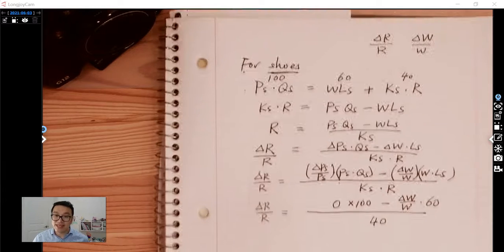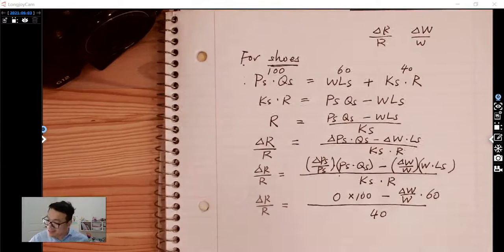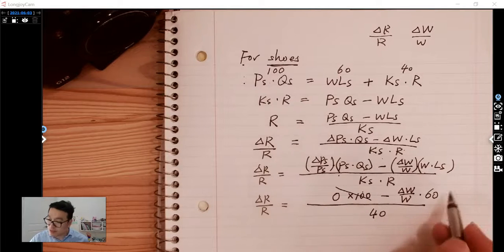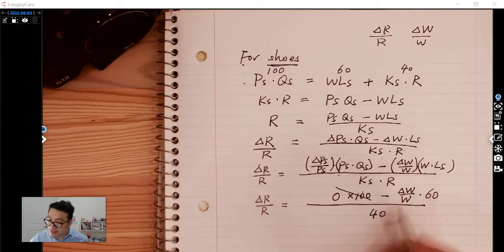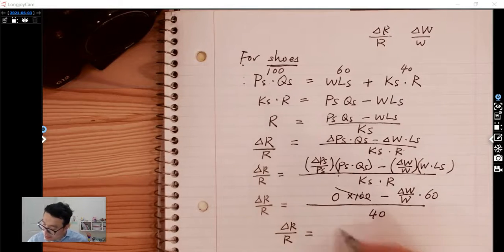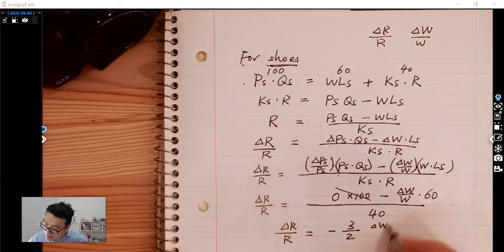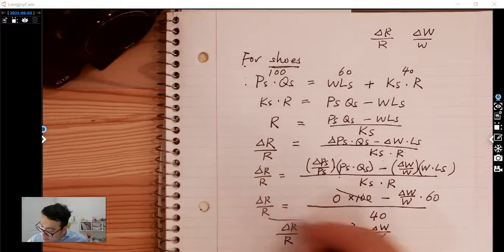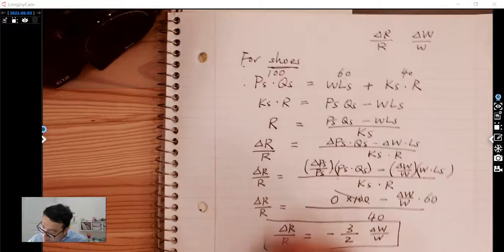Wow, we are really getting there. So in this case, the first part, nothing there. The second part is 60 divided by 40, which is 3 over 2, and with negative sign. So that shows the second equation, which is the percent change in rental equals negative 3/2 of delta W over W, which is the percentage change in the wage rate. And we call this equation number 2.